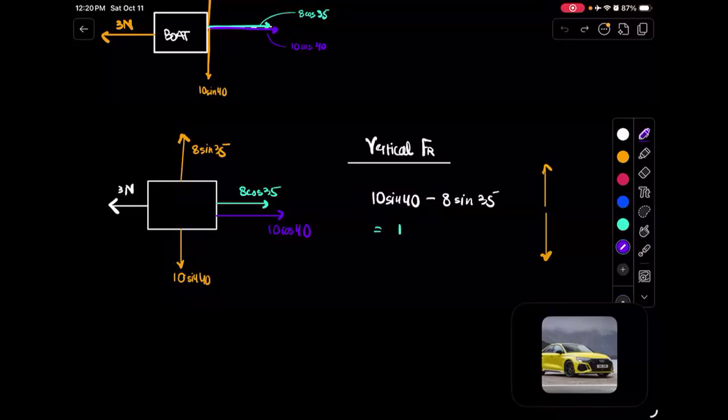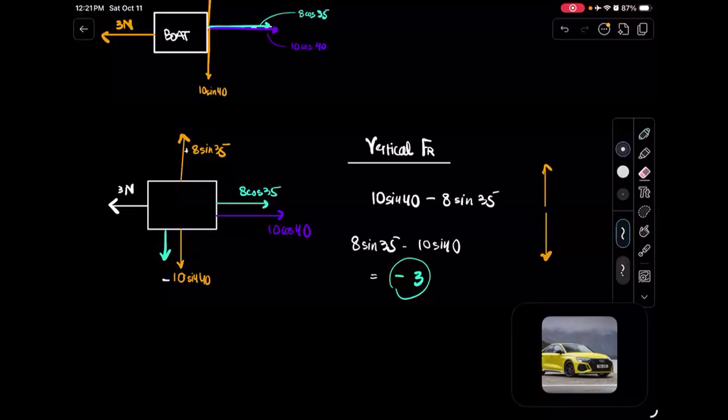You can choose it to be, for example, this as positive and this as negative. That would be right as well. You can do that either way. So you could do 8 sine 35 minus 10 sine 40. The answer will likely be negative. So let's say it comes out to be negative, I don't know, 3, right? Now, because you've chosen downwards to be negative, then you will have to choose that minus 3 is pointing downwards. So for the vertical part, your resultant force will be downward. So you can choose whatever you like, but you've got to stick with it.